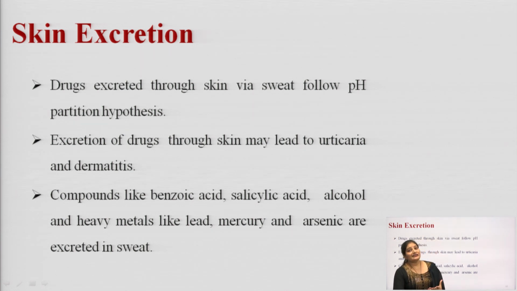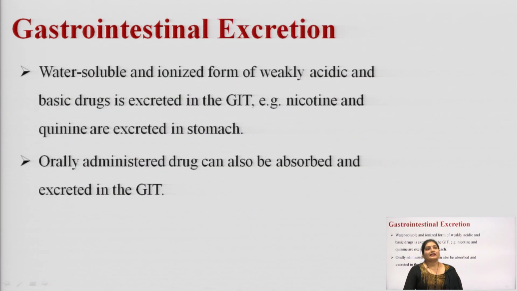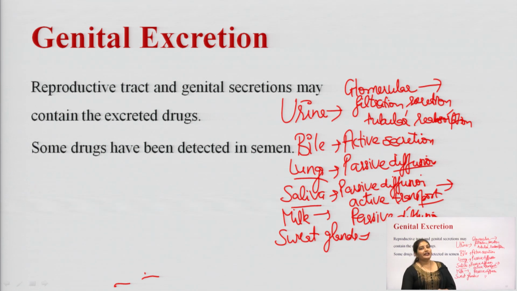In the skin excretion, there is involvement of skin, and the drug can be excreted out via sweat glands. In the gastrointestinal secretion, there can be excretion with the help of the GIT. And the last one is the genital excretion, in which the drug can be excreted with the help of the reproductive tract or genital organs.